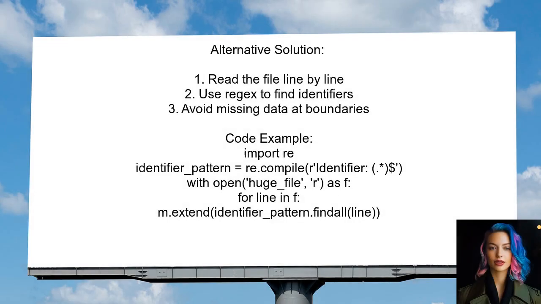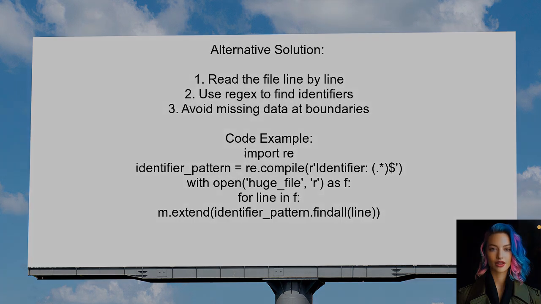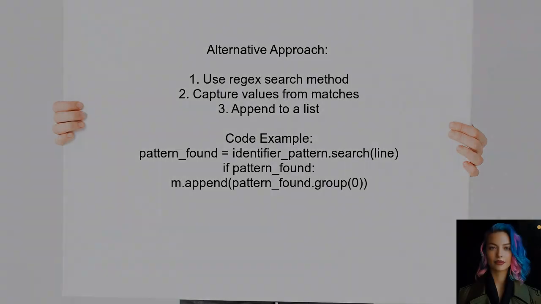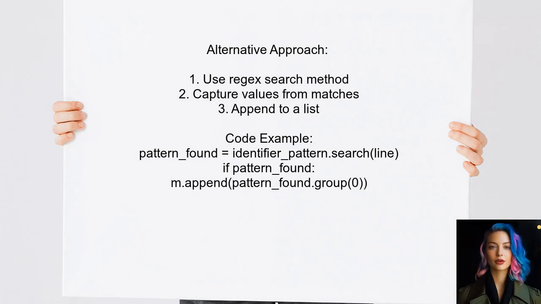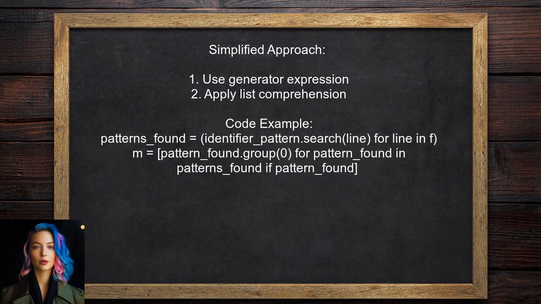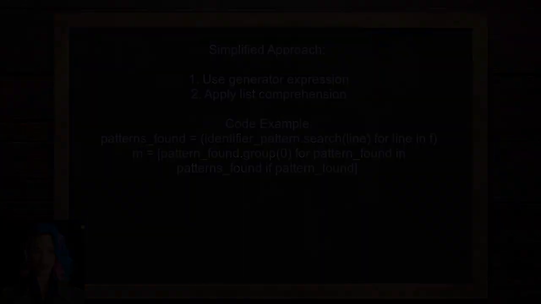An alternative solution provided by another user involves reading the file line by line instead of in chunks. They use a regex pattern to find identifiers in each line, which helps avoid missing data at chunk boundaries. They also suggest using the search method of the regex API to capture values. This method checks each line for a match and appends the found values to a list. Finally, they recommend simplifying the process with a generator expression and list comprehension, making the code more concise and efficient.